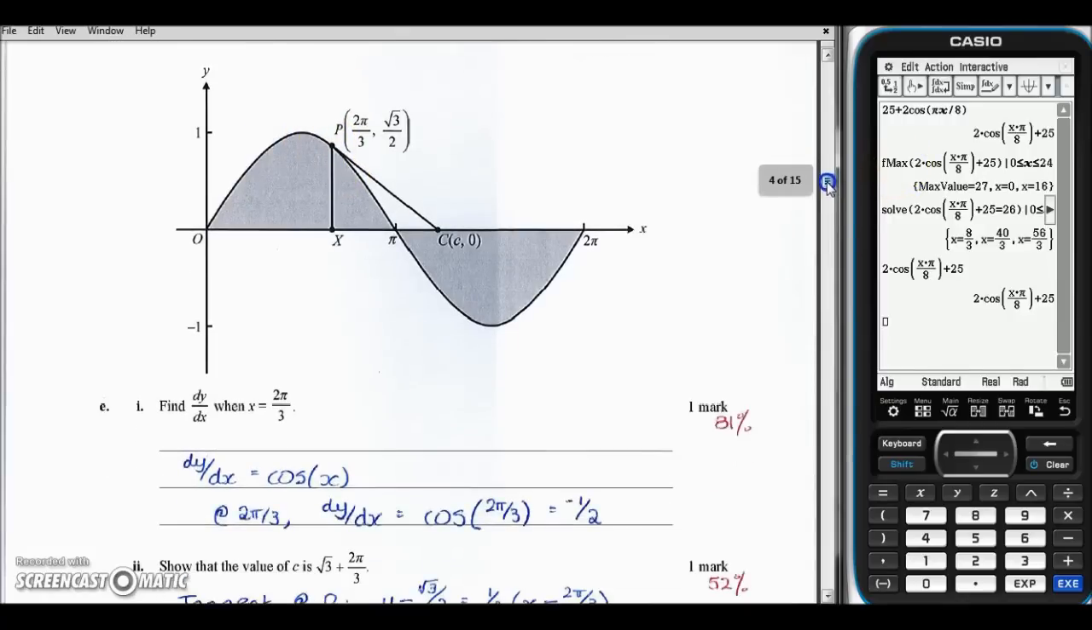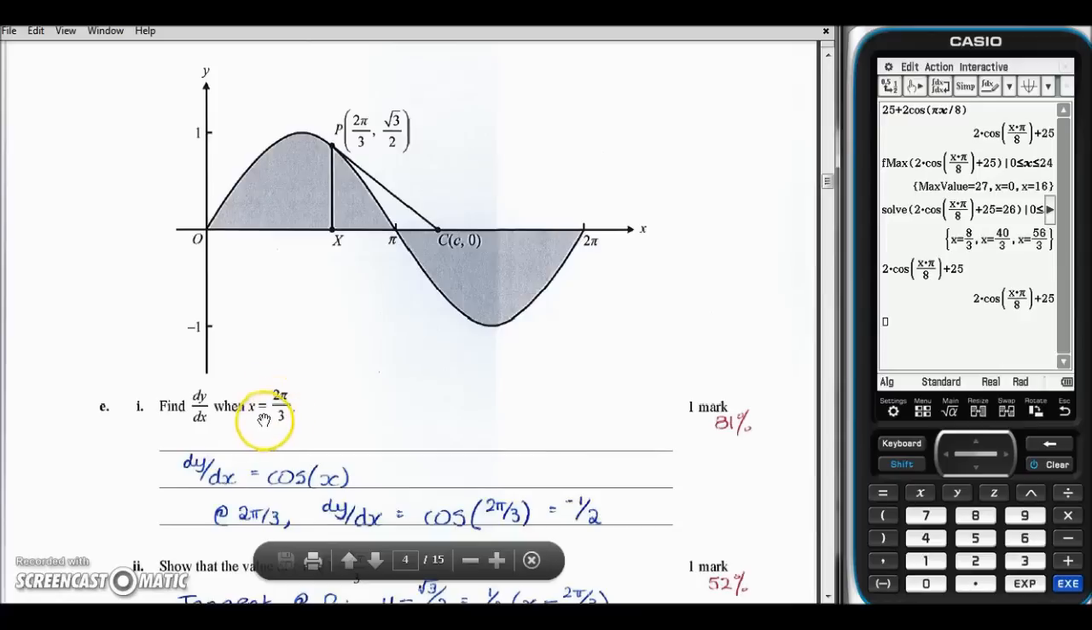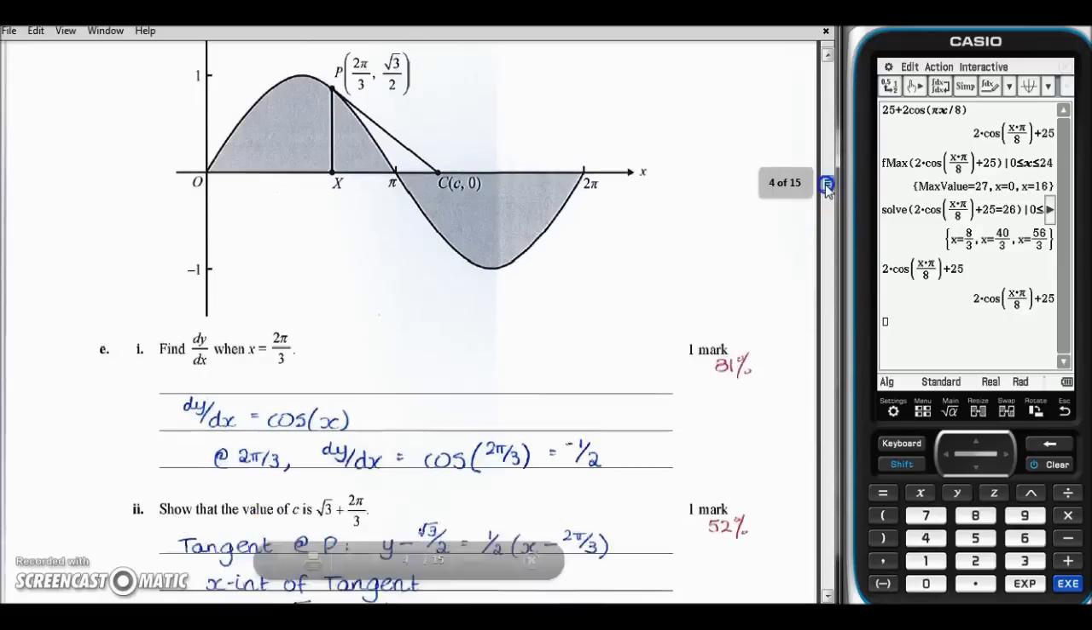So first of all, we want to find dy dx when x equals 2 pi on 3. Pretty straightforward. Differentiate sine x, you get cos x, and sub in 2 pi on 3, you get negative 1/2.